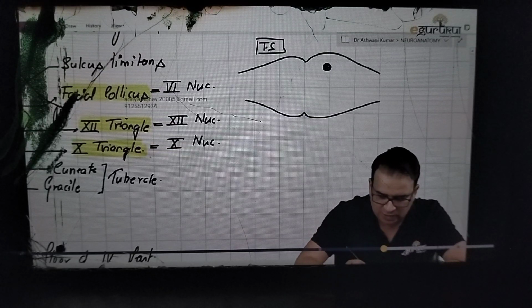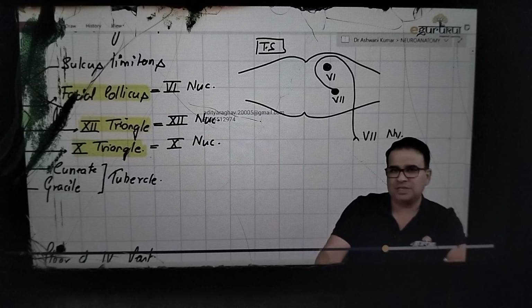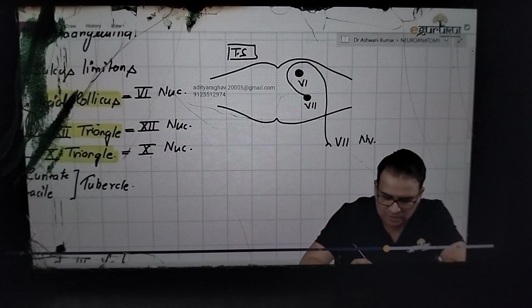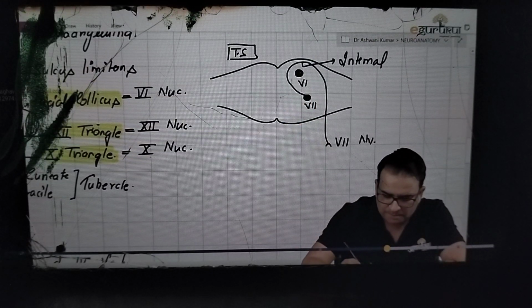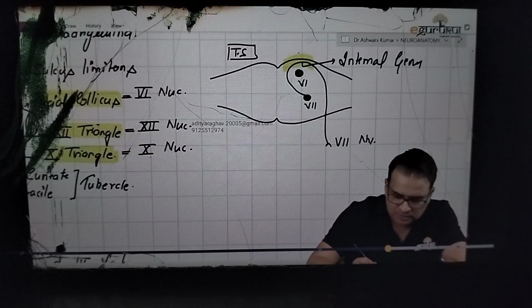And here we have the 6th nucleus. And somewhere inside we've got a 7th nucleus. So the 7th nerve will wind around like this and then it emerges out. That's how the 7th nerve comes out, and we also call this bend the internal genu of the facial nerve. You know that. And this elevation which is produced on the surface here is called the facial colliculus, because of the facial nerve.